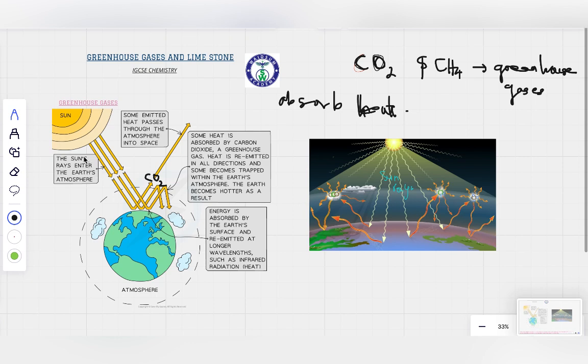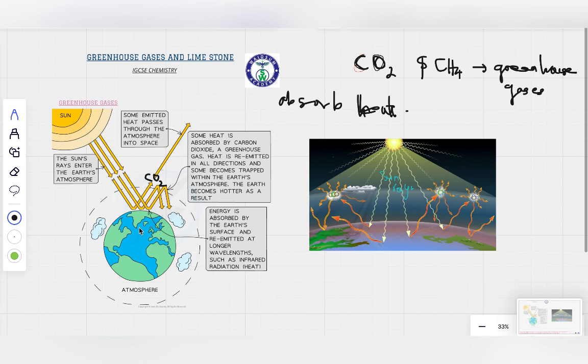Now, if you take a look at this diagram of the greenhouse gases, you can see the sun shining and sending its rays of light and heat to the earth. Now, the sun's rays enter the earth's atmosphere. And then here what you see is some of the emitted heat passes through the atmosphere into the space. Only some of them. Normally, all of them were supposed to escape.